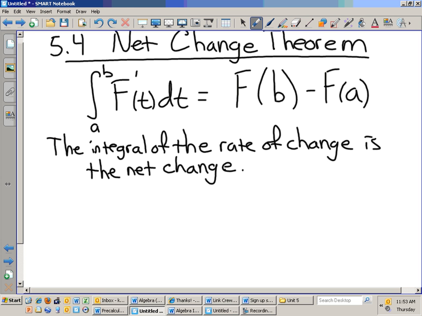So let me give you an example here, okay? If I talk about distance, like the position of an object at a given time, if we take the derivative of that, what do we get? What do we call that? If we take the derivative of position, we get velocity. That sounds familiar, right? So if you take the antiderivative of a velocity function, that will give you the net change of the position of that function over a given time.